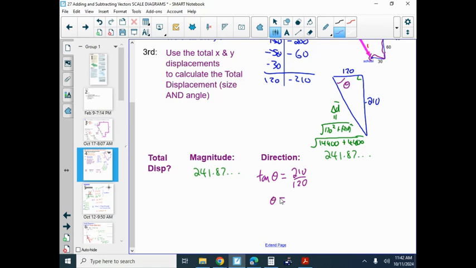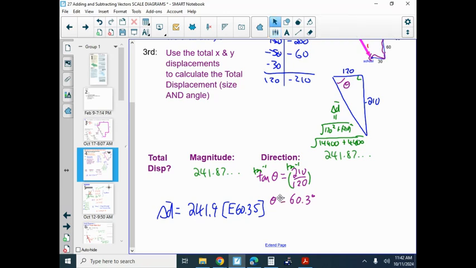Right, all I did is do tan inverse of both sides. And that works. So now we have the displacement vector, right? Displacement equals 241.87, whatever, maybe say 241.9 maybe, just rounding to reasonable numbers. And we can even say that it's east 60.3 degrees south. Okay, which again is something you could measure from your diagram as well.